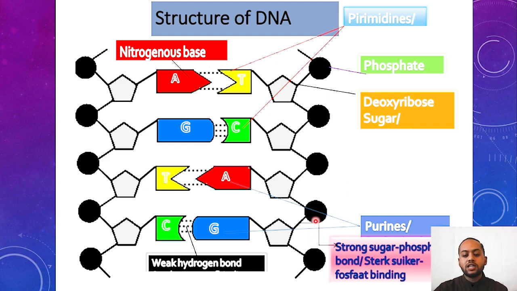Just one last thing to touch on. If you look at the phosphate and the deoxyribose sugar, they are also joined with a certain type of bond, and that bond is referred to as a strong sugar phosphate bond. This bond is a strong bond, and remember that the weak hydrogen bond that joins the complementary nitrogenous base pairs is a weak hydrogen bond. We'll learn later on why this bond needs to be weaker, because possibly it's going to need to break.